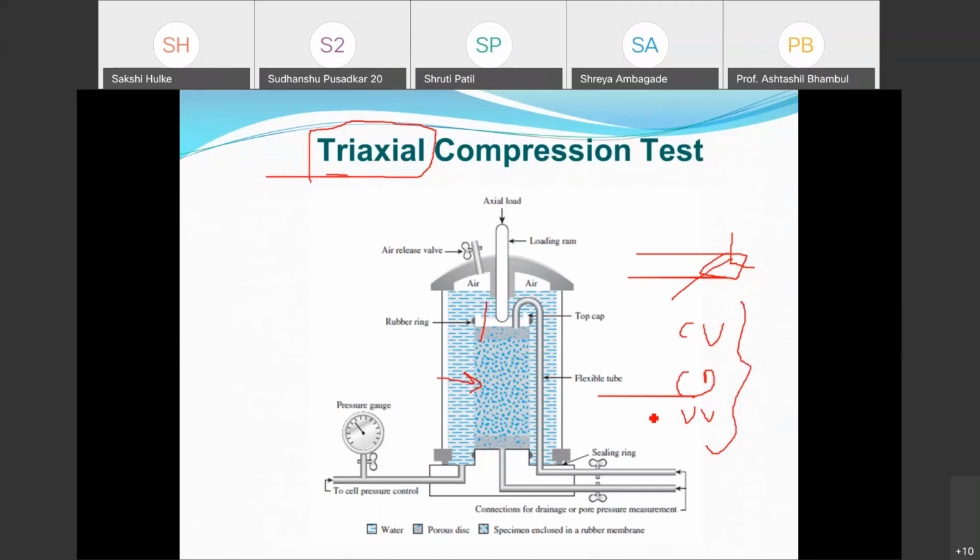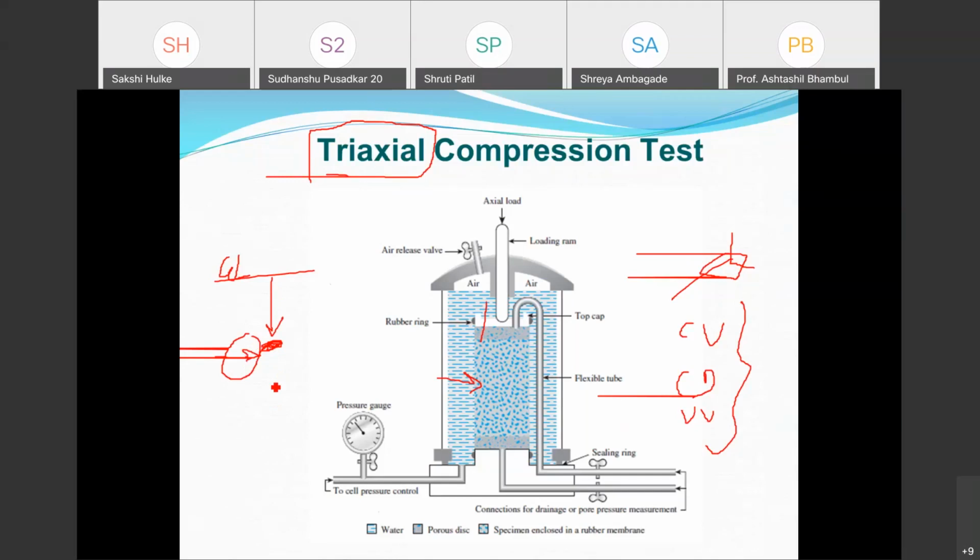Depending upon your requirement, the simple case is that I prepare a soil sample, place it here, and fill the cell with water, and I apply the lateral pressure on this sample. This test is more reliable because we try to simulate the same stress condition as in the field. Say this is the ground level, and I collect the soil sample from this location. This soil sample is subjected to the overburden pressure of the soil above, and also a lateral pressure from the surrounding soil. In the unconfined compression test, this lateral pressure is 0.